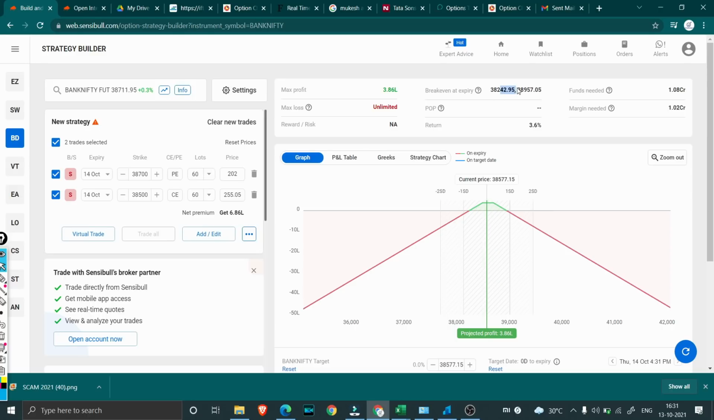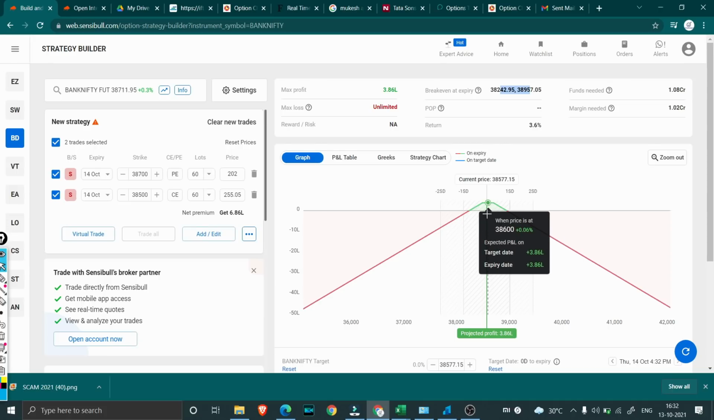And you can also see the break evens. Right now it is at a comfortable level for us. Downside is something that we have to consider, because I am not expecting Bank Nifty to go towards 39,000 this expiry. So downside is something that we will have to look into.